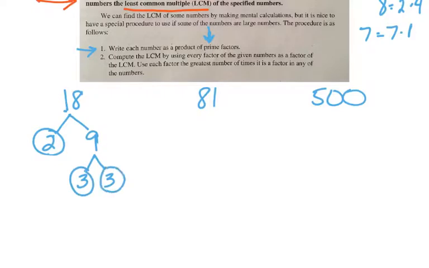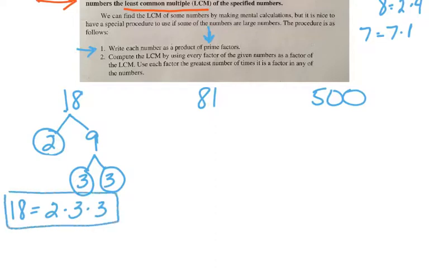So I'm going to circle each of these. So once I get to a place where you can't go any further and I'm at a prime number, I circle that number. So this helps us create our list. For the number 18, broken up into its prime factors, we have a 2, a 3, and another 3. So this is doing step number 1 up here. We wrote this number as a product of prime factors. So we're going to do that for our other numbers.